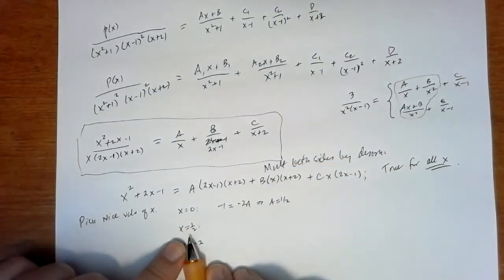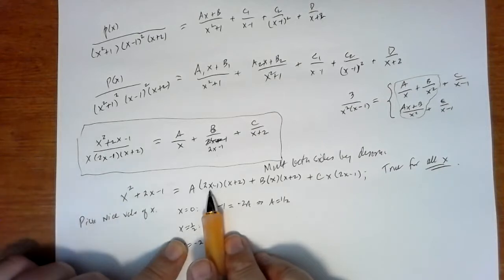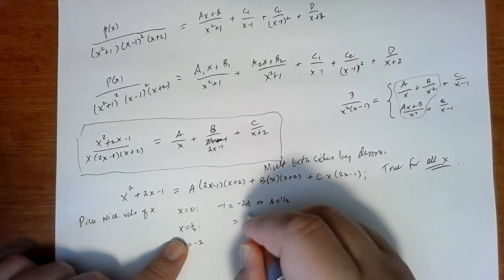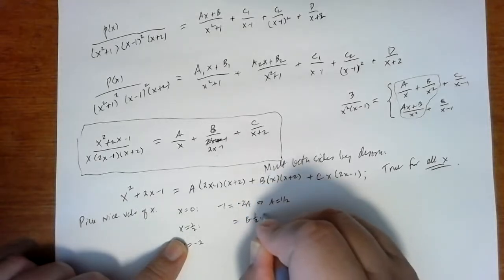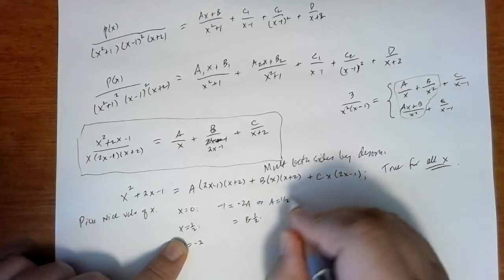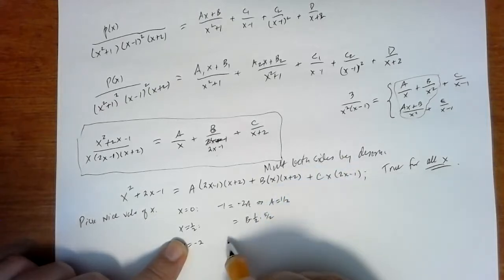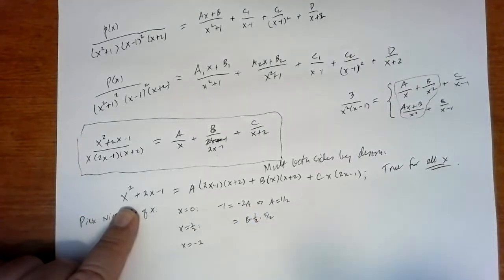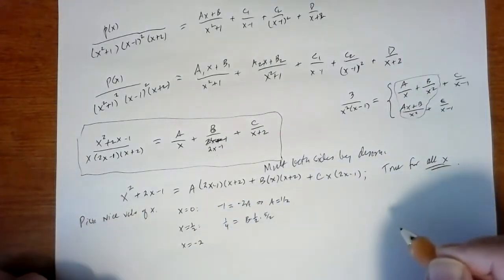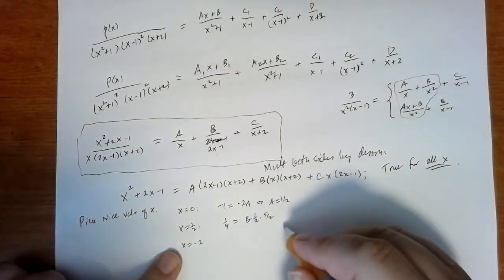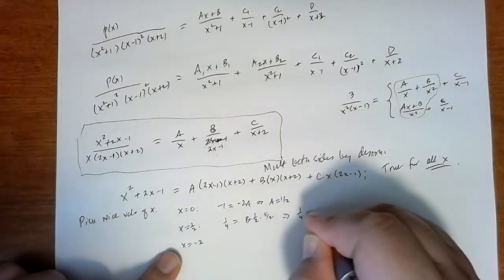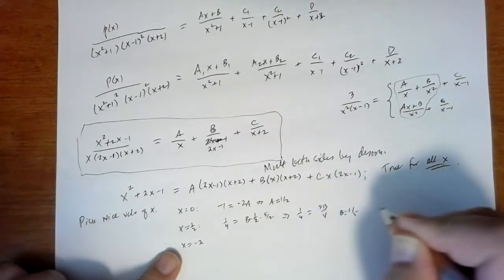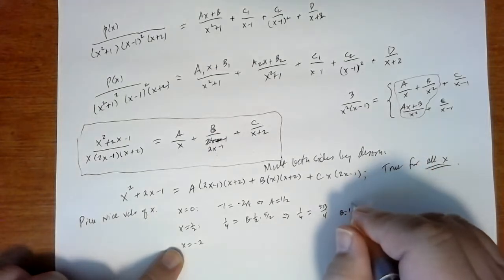If x is equal to 1/2, then your a term is 0, your c term is 0. So this is b times 1/2 times 1/2 plus 2, which is 5/2. And that's equal to 1/4 plus 1 minus 1, which is 1/4. Okay, let's see, so that means that 1/4 is equal to 5b over 4. B is equal to 1/5, I guess.